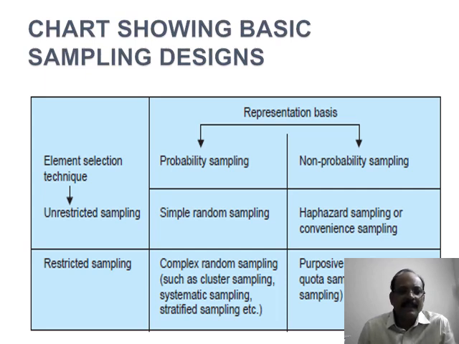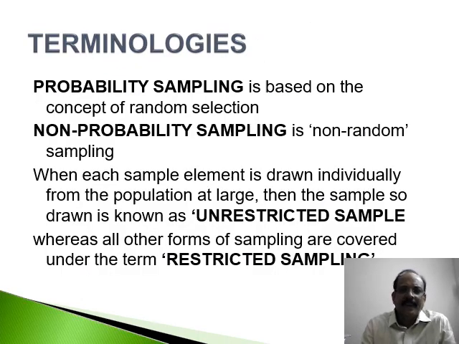And in the selection of the technique, there is also unrestricted sampling and restricted sampling. In probability sampling, we simply term it simple random sampling, and complex random sampling such as cluster sampling, systematic sampling, stratified random sampling, multi-stage sampling, etc. In non-probability sampling, normally we call it haphazard sampling or convenience sampling. In another context, we can also call it purposive sampling, quota sampling or area sampling, etc.